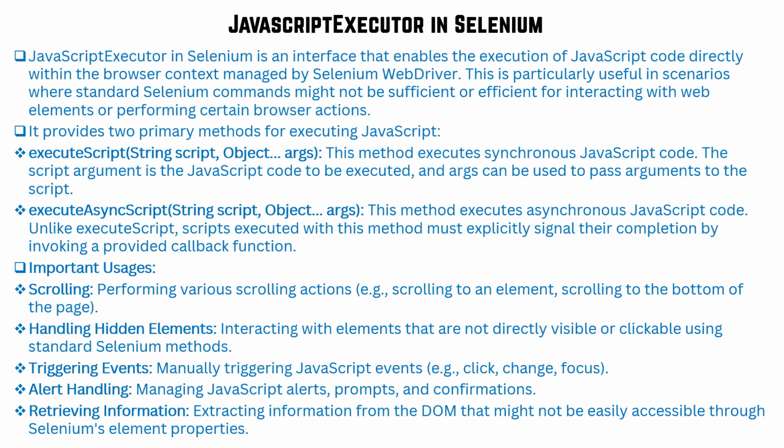And JavaScript Executor in Selenium WebDriver is an interface that enables the execution of JavaScript code directly within the browser context managed by Selenium WebDriver. This is particularly useful in scenarios where standard Selenium WebDriver commands might not be sufficient, working, or efficient for interacting with the web element or performing certain browser actions. It has two methods, executeScript and executeAsyncScript. We can do the scrolling. We can try to identify the hidden element. We can trigger some event on the text box, radio, or checkbox. We can handle alert. You can create alert, prompt, or confirmations using JavaScript Executor. We can retrieve the information as well.